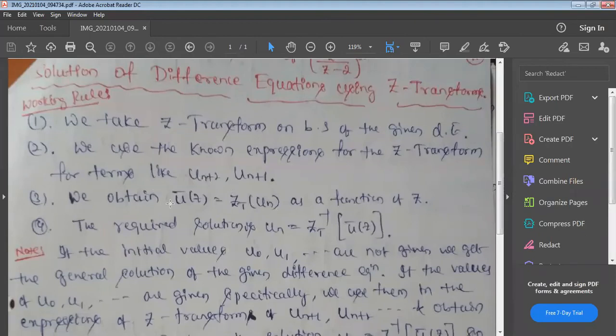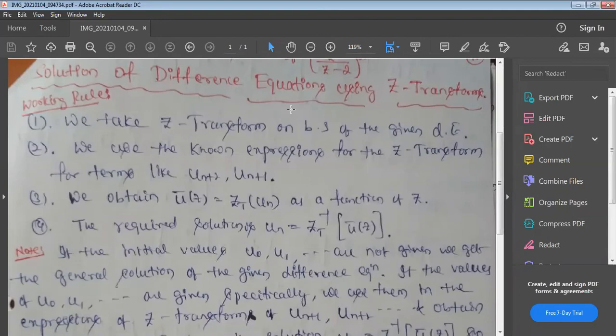Once you simplify it, you get u bar of Z equal to something, that is the Z transformation. I want un here, and un means the solution of the difference equation. So take the inverse Z transform: un is the inverse Z transformation of this. If you find the inverse of the right hand side, you get the solution of the difference equation. It is exactly the same as solving a differential equation using Laplace transform.